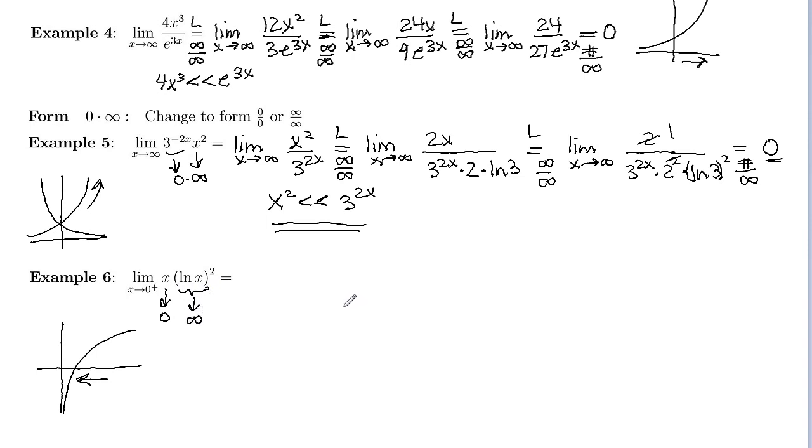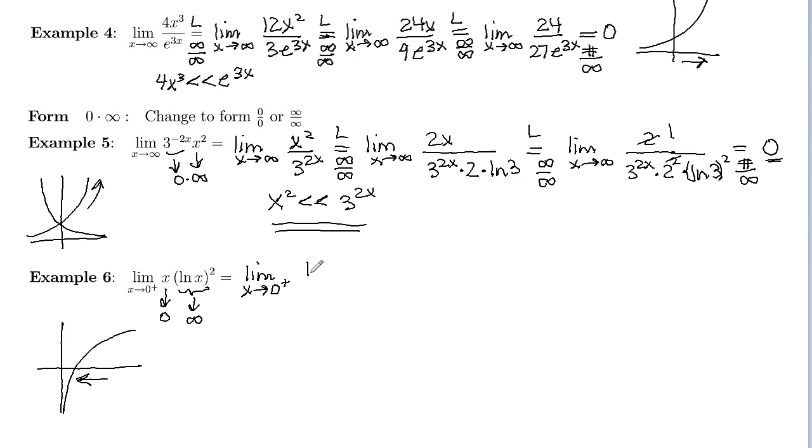So 0 times infinity, okay? We've got to change it to 0 over 0 or infinity over infinity. So we've got to bring one of these things down to the bottom as a negative exponent. It's going to be easier to bring that x down than the natural log. That'll be kind of messy. So let's do that. So this will be the limit as x approaches 0 from the plus side.